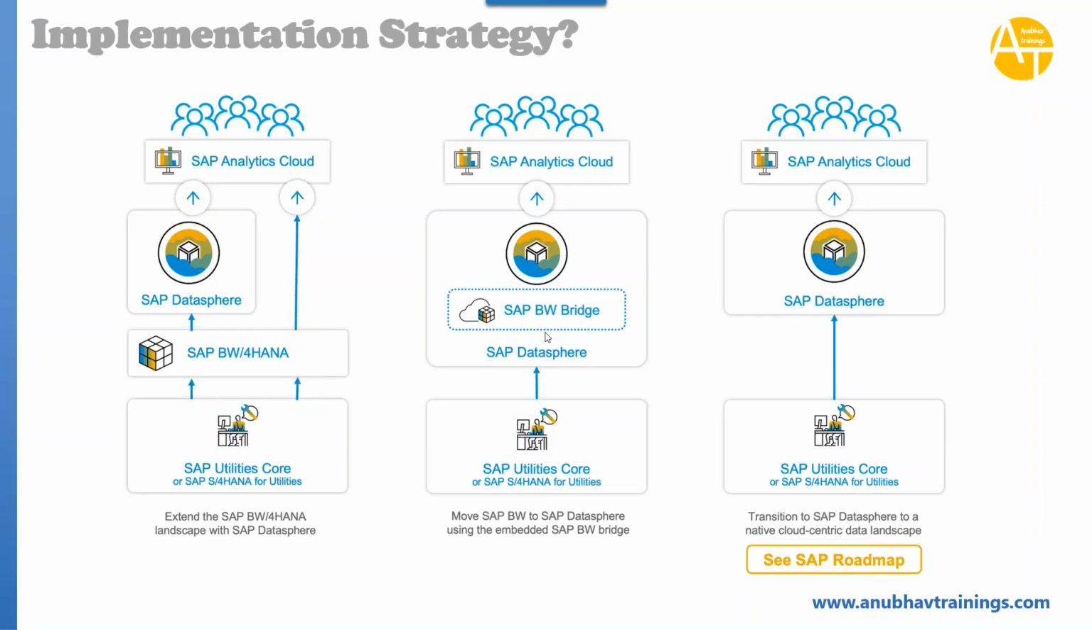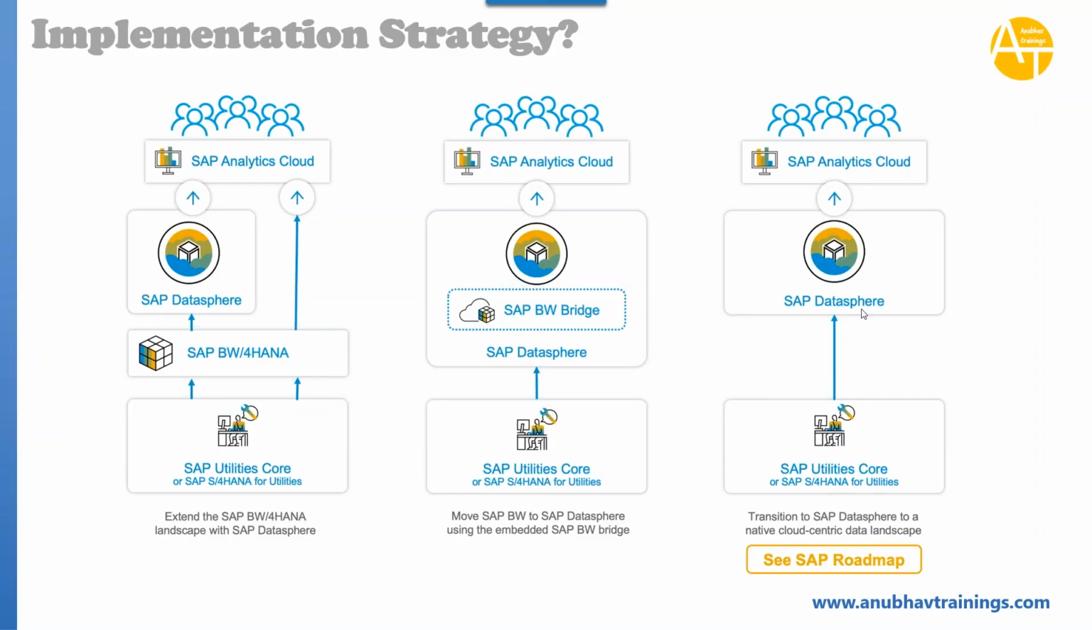Option number three, where a customer is doing complete greenfield implementation. Greenfield implementation is basically you do not have any data warehouse solution in the past, and you are now starting afresh. You never had BW, you never had BW for HANA, you don't have anything. You are a company who would like to start afresh with some data warehouse solution in the cloud, and you are evaluating different vendors. SAP is one of the vendors in this race.